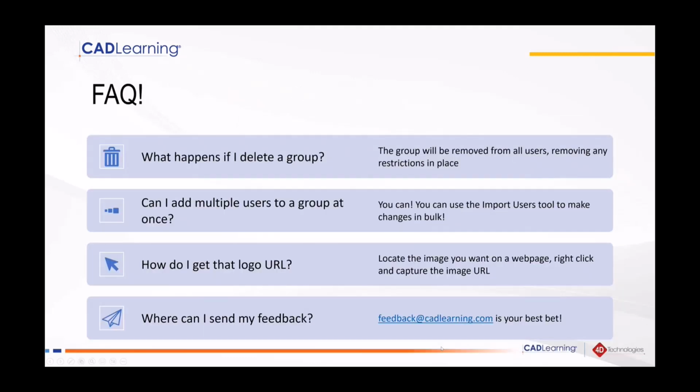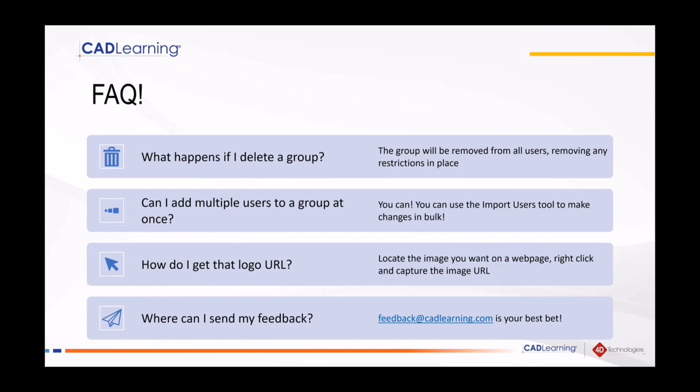Some frequently asked questions. What happens if I delete a group? That group's going to be removed from all of the users, removing any of the restrictions it had in place. No harm, no foul. You can easily take everyone out of a group by just deleting it. Can I add multiple users to a group at once?